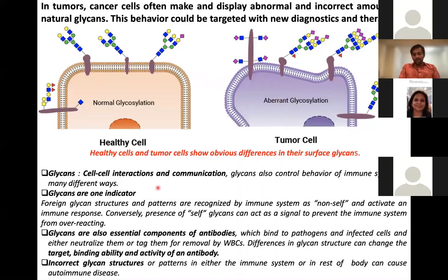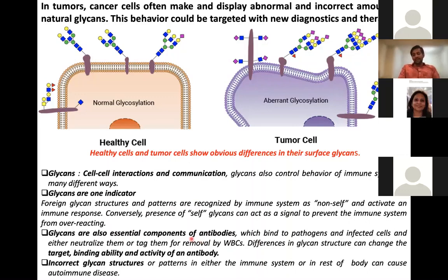Glycans are important for cell-cell interaction and communication because they can control the behavior of the immune system. Glycans are also an indicator to target whether this is a self glycan or a foreign glycan, because if we know the sequence, we know the sugar code, we can easily identify whether it is self or foreign. Also, glycans are an essential component of antibodies, which bind to the pathogen and infected cells. Either they neutralize them or they tag them for removal by the WBCs.